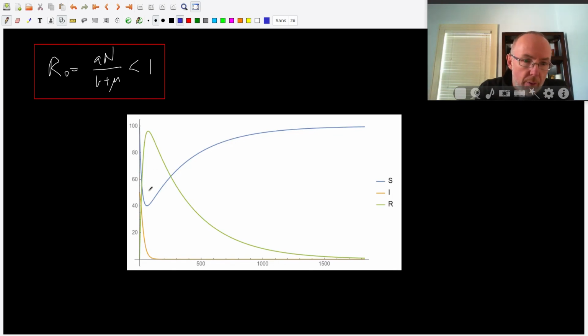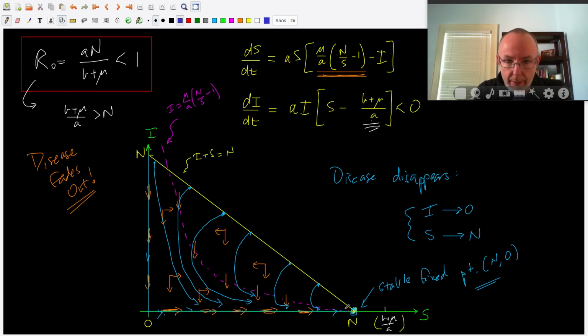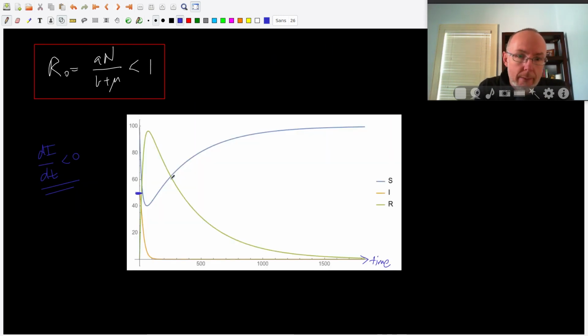So you can see in this figure, I've started with 50% of the population with the disease. And the disease just dies out because, as we saw in the previous calculation, when R0 is less than 1, the rate of change of I is less than 0 for all time. So the disease is just decreasing in size. And again, we're plotting this against time. And the phase space diagram tells us that all of the trajectories are going to take us to this point where there are n susceptible people and no infected people. And that's exactly what you see here.